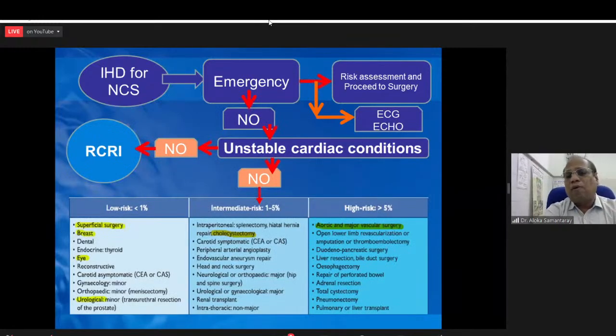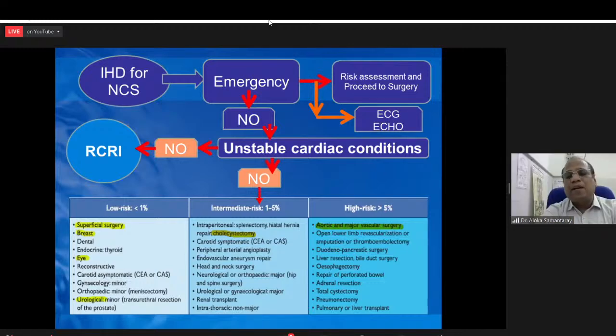Once it is found that the patient is neither an emergency nor has an unstable cardiac condition, there are two ways to assess the risk. As per the European guidelines, one can look into the risk of the surgery, or as per the American guidelines, one can go for the revised cardiac risk index, which combines the patient factors and the surgical risk factor at the same time. So far as the risk of surgery is concerned, the European guidelines divide this into three groups: low risk, intermediate risk, and high risk, with the risk of major adverse cardiovascular event being less than 1% in the low risk. But the American guidelines have simplified this.